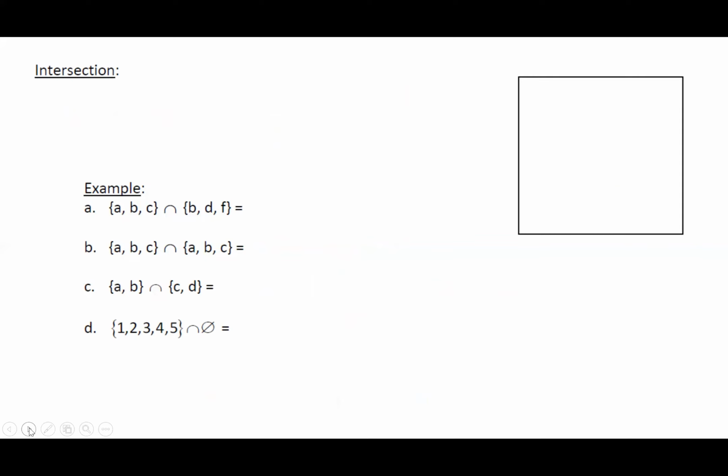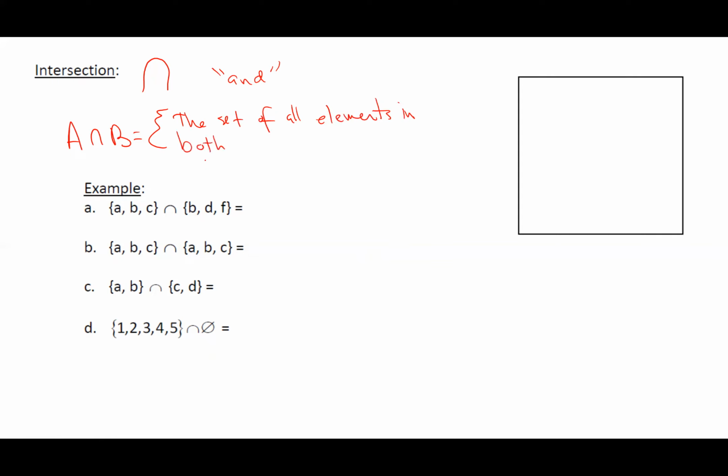Okay. Now we're going to talk about intersection. The notation we use for this almost looks like a loopy A, which makes sense, because we can think of it as "and." It's not actually an A, but this means and. The way we could think of this is the set A intersect B, the set of all elements in both A and B.